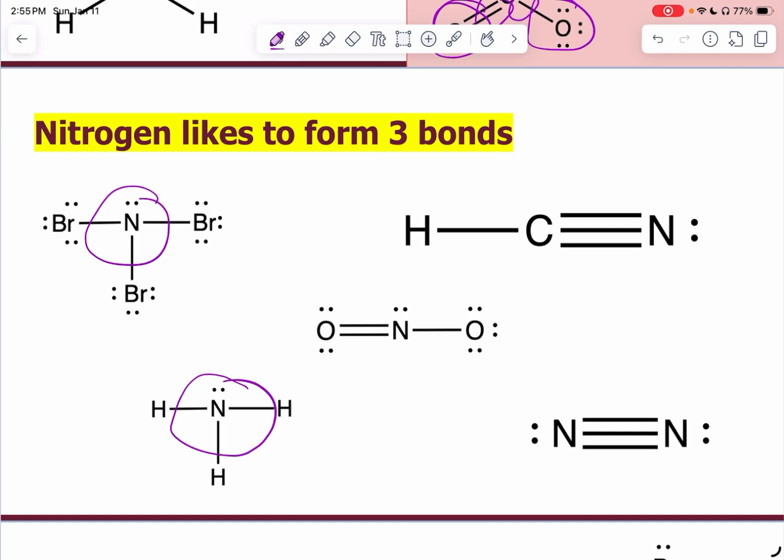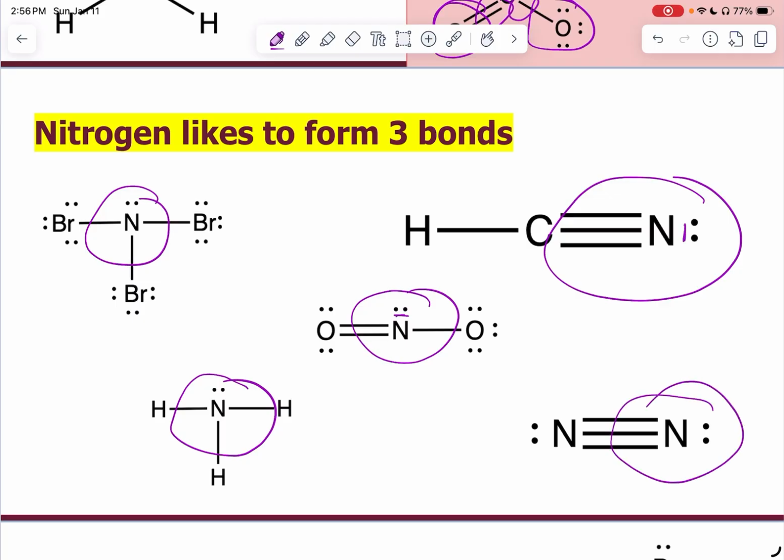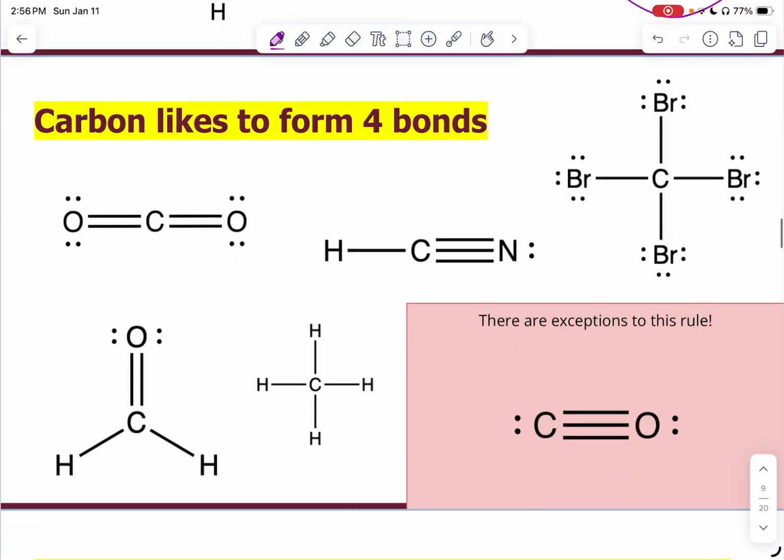Here's another nitrogen with 3 single bonds. Here's a nitrogen with a double bond and a single bond, but still the non-bonding pair on the atom. A nitrogen with a triple bond over here still has one non-bonding pair, and then nitrogen again with a triple bond.